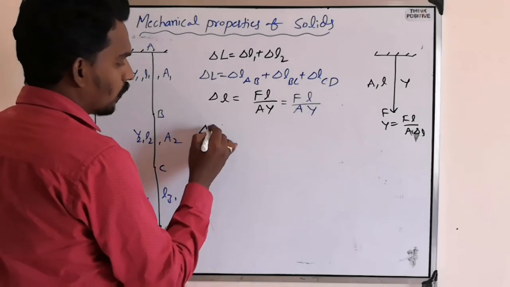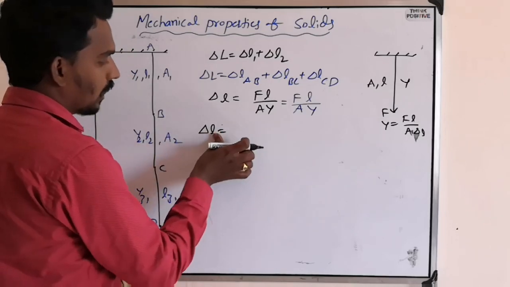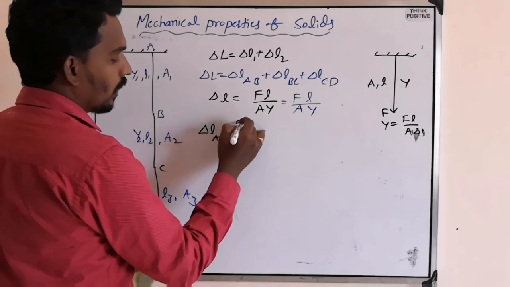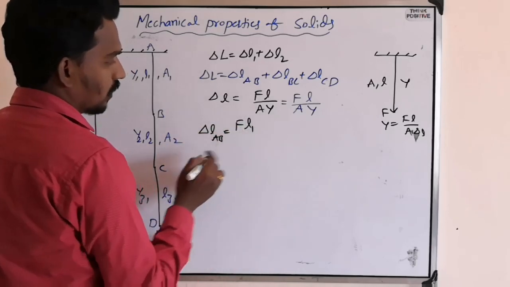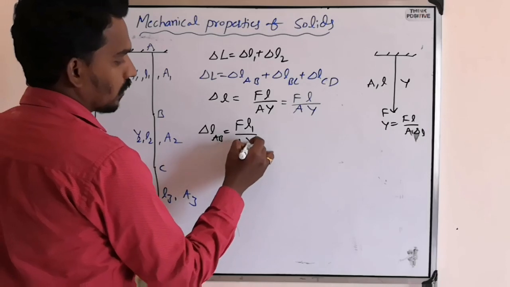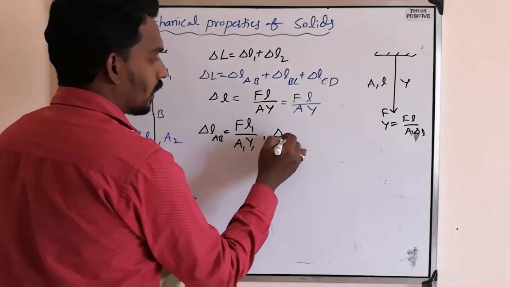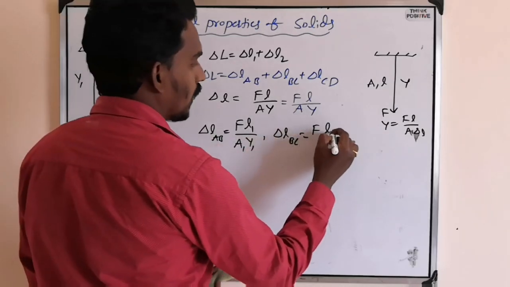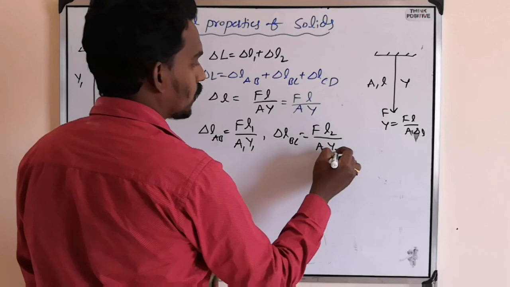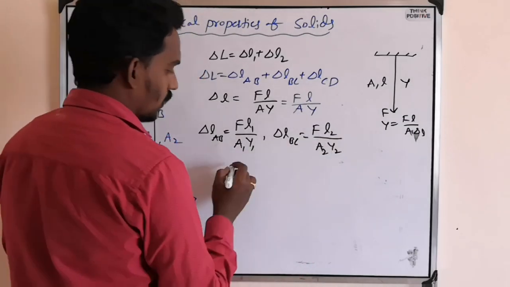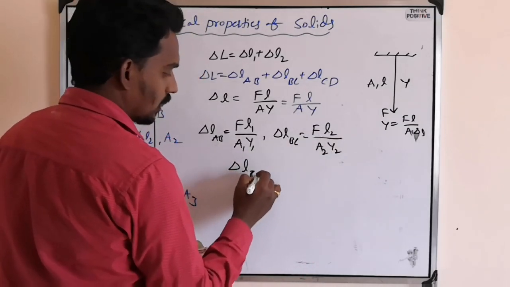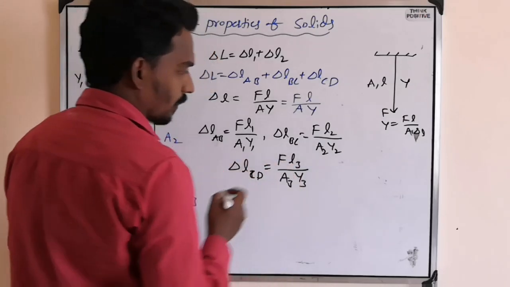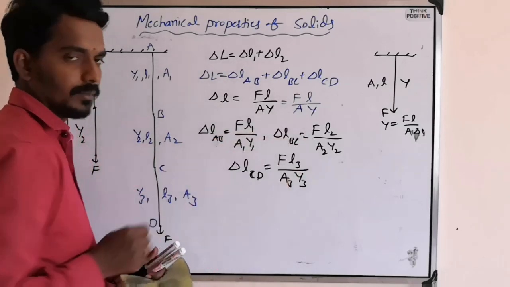Then delta L1, or delta L for AB, will become FL1 by A1 Y1. Then delta LBC for this wire, FL2 by A2 into Y2. Then for this one, delta LCD, FL3 by A3 Y3. Then you have to add all of them.